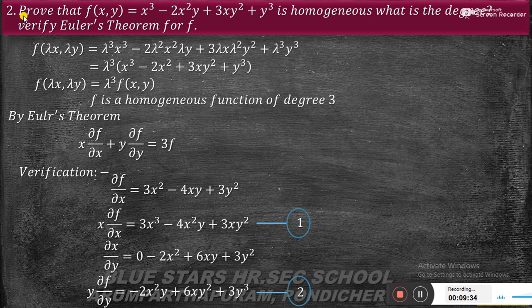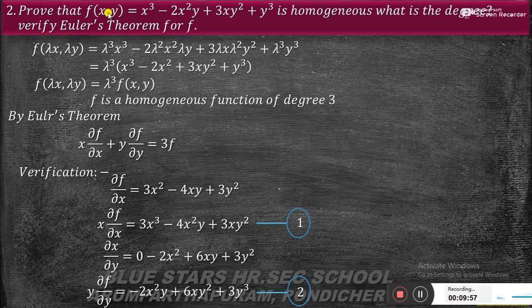Second question, second problem: prove that f(x, y) = x³ − 2x²y + 3xy² + y³ is homogeneous. What is the degree? Verify Euler's theorem for f. This is the given function. So we prove that it is homogeneous, and then find the degree and verify Euler's theorem.